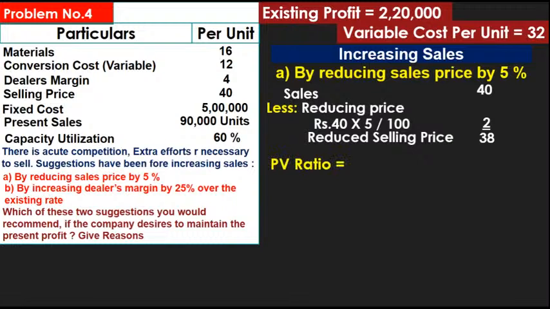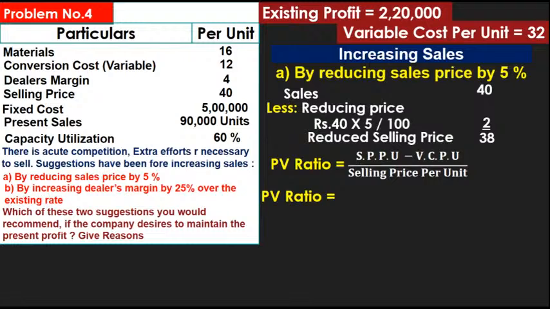Now how to calculate the PV ratio? If there is any change in selling price or variable cost, automatically the PV ratio changes. In this problem, the selling price is reduced by 5%, so there is a change in the PV ratio. What is the PV ratio formula? Selling price per unit minus variable cost per unit, divided by selling price per unit.